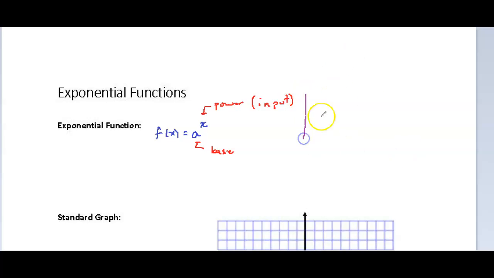For example, suppose a is 1/3. Then f of x would equal 1/3 to the x power. So if I wanted to find f of 2, this would be 1/3 to the second power, which is 1/9.